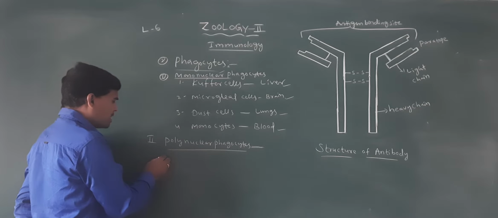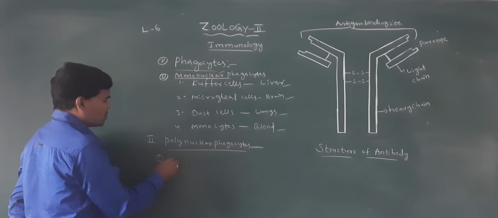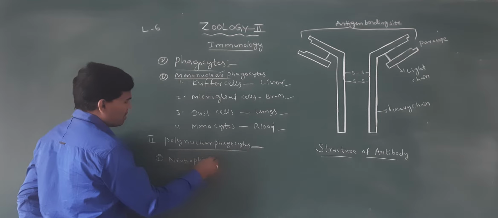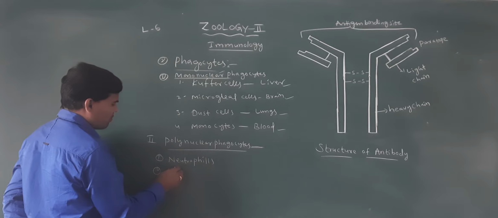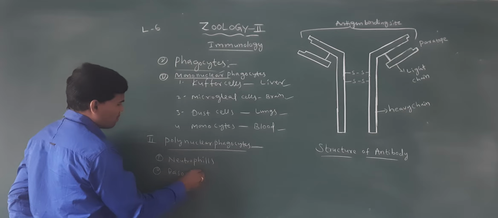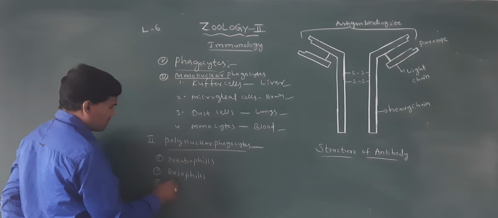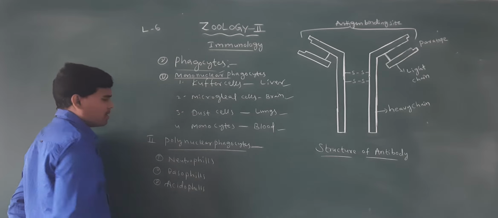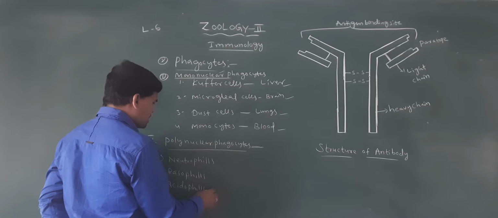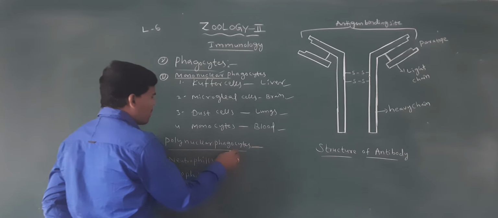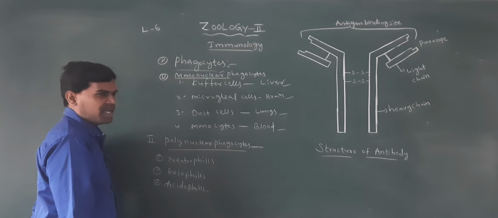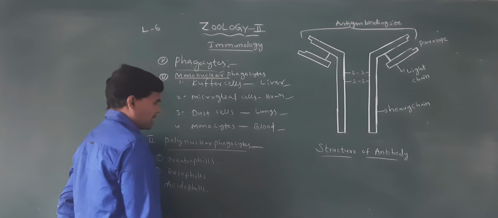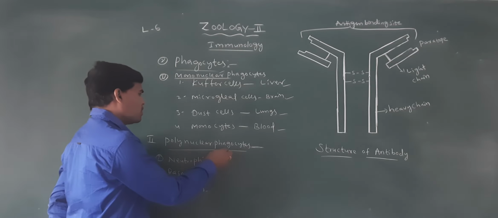What are granulocytes? How many types of granulocytes are there? Neutrophils, basophils, acidophils. These are also polynuclear phagocytes. The polynuclear phagocytes are transported through the blood.